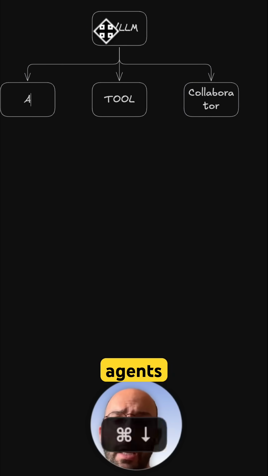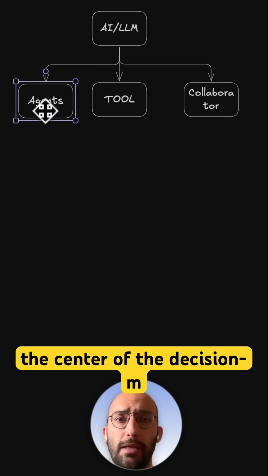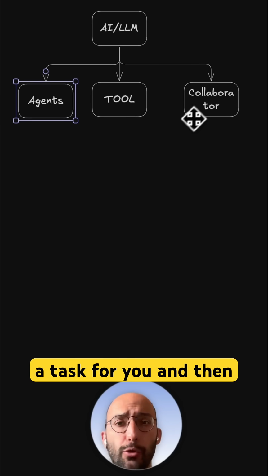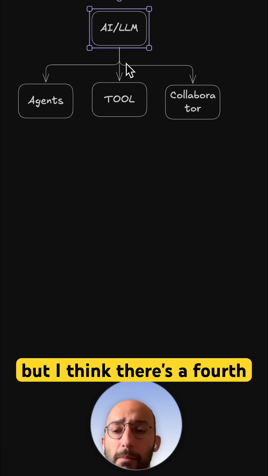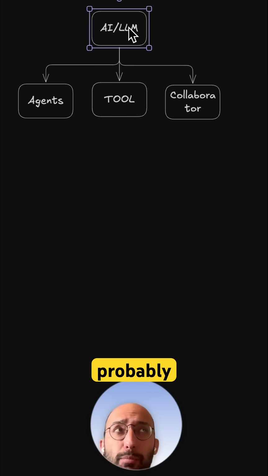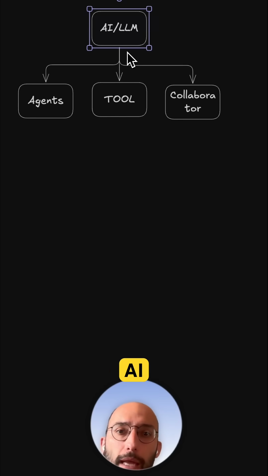And there's also agents, which means the AI is at the center of the decision-making process to solve a task for you, and it has access to some tools that might help it solve that task. But I think there's a fourth way that probably represents the most interesting version of working with AI today.